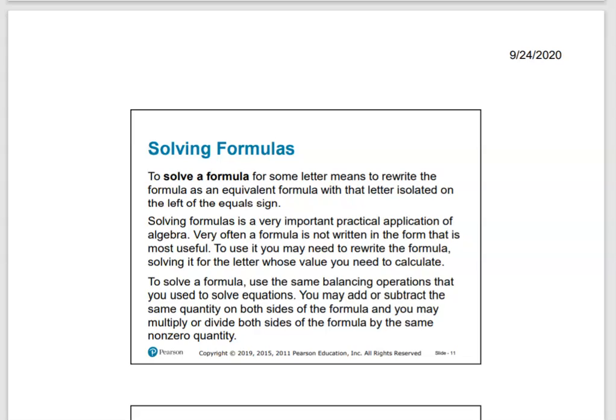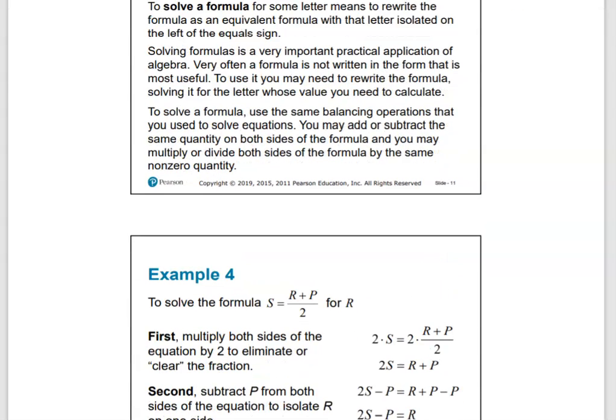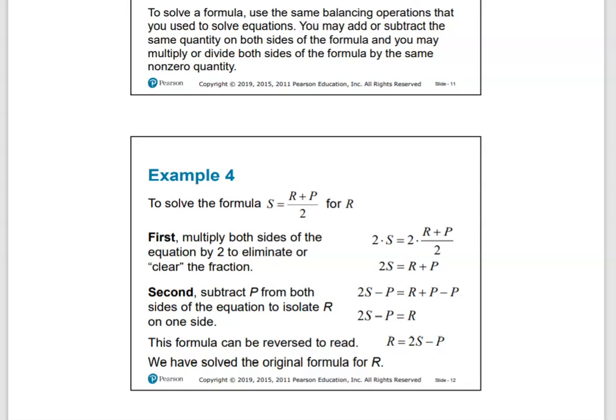You may add or subtract the same quantity on both sides of the formula, and you may multiply or divide both sides of the formula by the same non-zero quantity. So in this equation, they're wanting us to solve the formula S equals R plus P divided by 2 for R. So in the end, they're wanting us to say R is equal to. Okay, so what we have right now is S is equal to R plus P divided by 2, and I want to get R by itself.